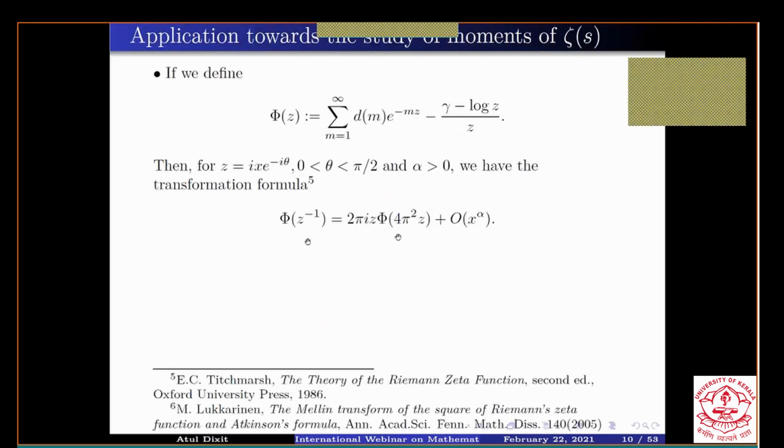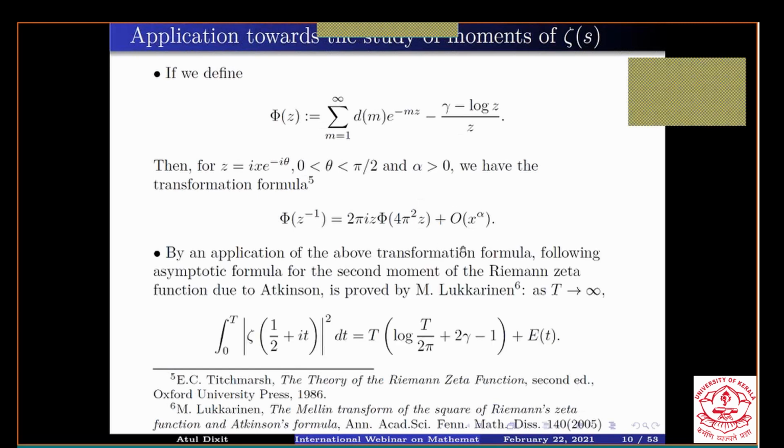Then what are people looking at? They're trying to again see whether you can get a modular transformation. Unfortunately, you cannot, because when you replace this z by 1/z, you are getting a transformation of the form z going into 1/z, but you are also left with some other function which is big O of x to the alpha. Big O means that if you have f of x equal to big O of x to the alpha, then there exists a constant c and a number x naught such that for all x greater than or equal to x naught, modulus of f of x is less than or equal to c times x to the alpha.